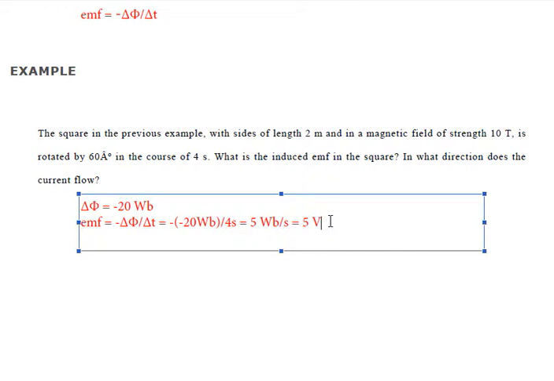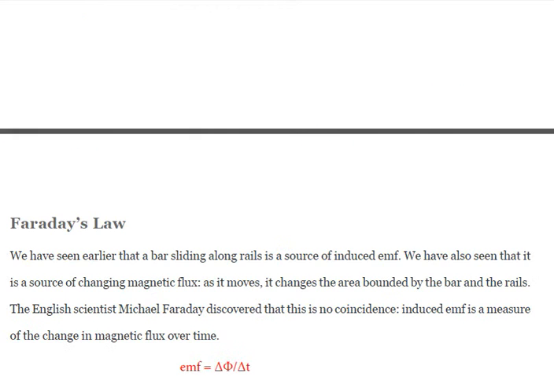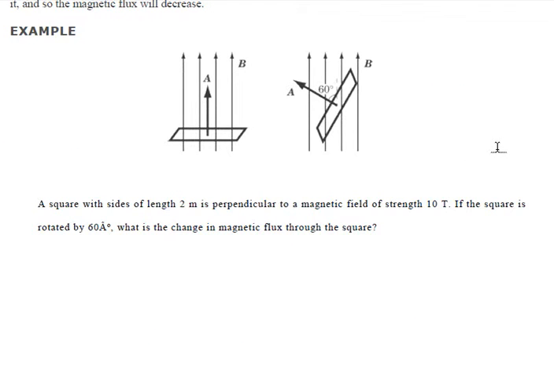So as for determining the direction of the current, first we need to figure out what's the direction of the change in flux. So from the diagram that we saw in the previous example, let me scroll back up to that. So from this diagram, we can see that the magnetic field lines are moving in the upward direction. So since we're rotating the square, it's not perpendicular anymore, and we're decreasing the flux.